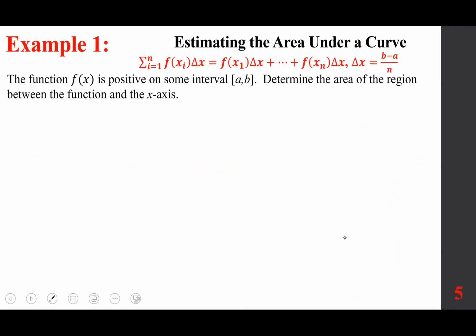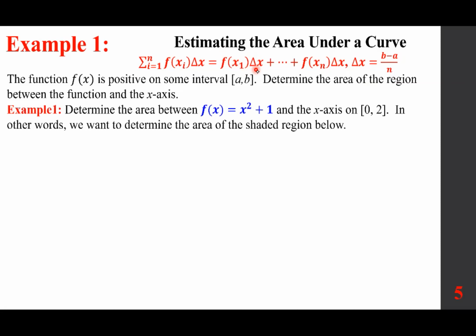For example, we're going to do one here, and before we do that, this summation of i from 1 to n of f(x_i) delta x, which is known as a Riemann sum, means f(x_1) times delta x plus f(x_2) times delta x plus all the way to f(x_n) times delta x, where delta x is defined as (b minus a) over n. Needless to say, I can factor out the delta x.